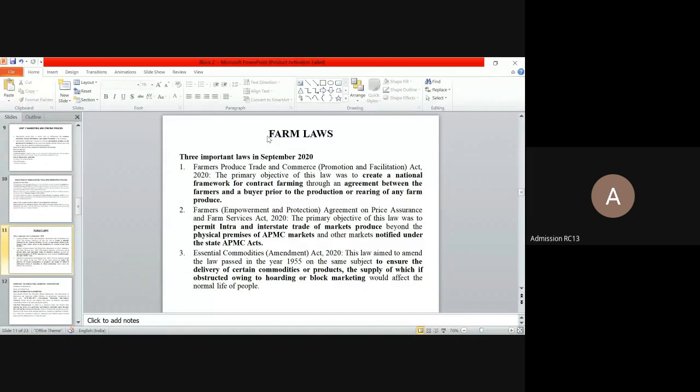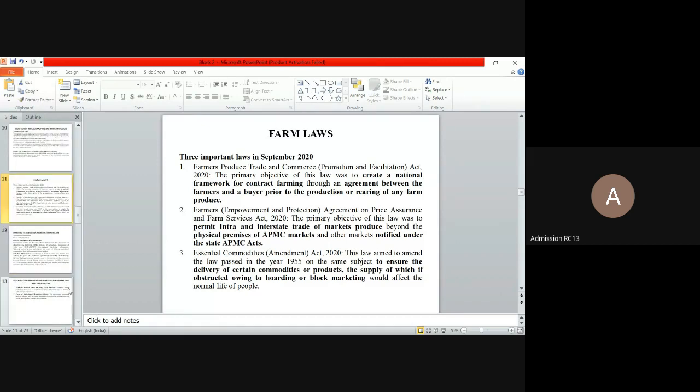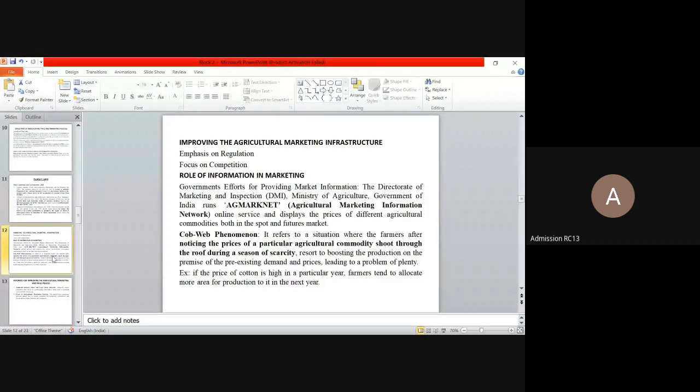But this doesn't apply now; it has been withdrawn. But it has been included in your syllabus, so that's why I just wanted to mention it.